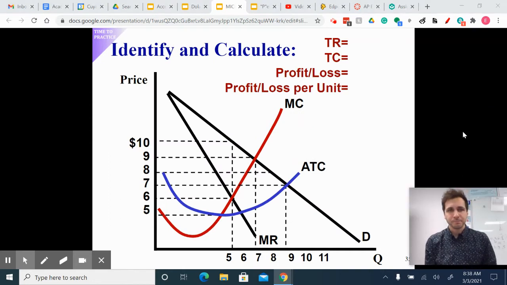Okay, let's try another one. Go ahead and pause the video and see if you can calculate these things. Okay, did you pause? No way for me to tell. All right, so what is the quantity that I'm going to produce?